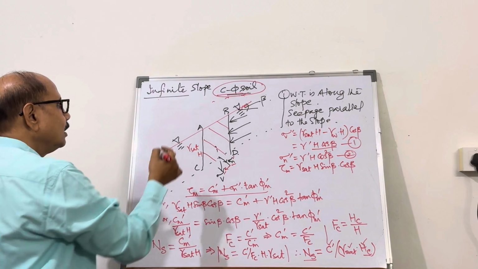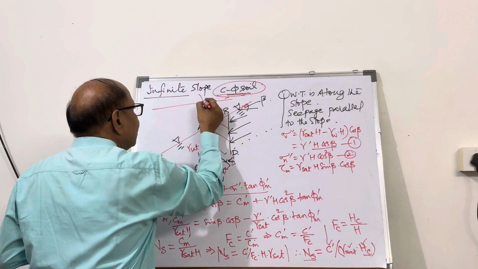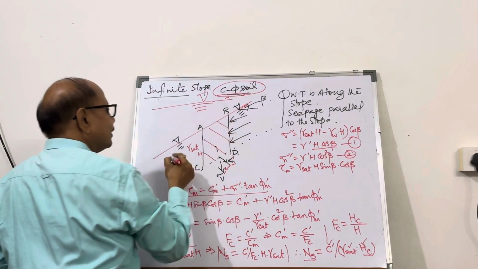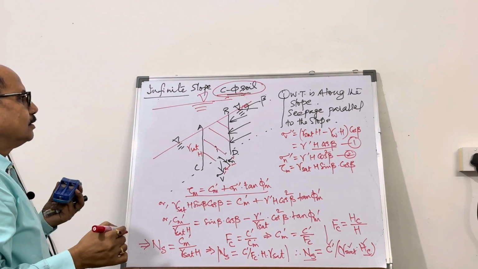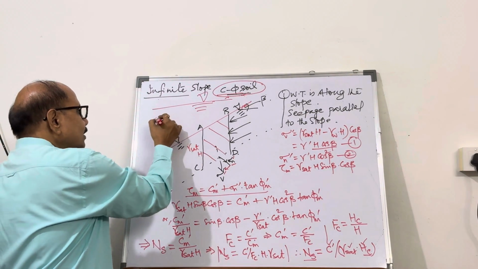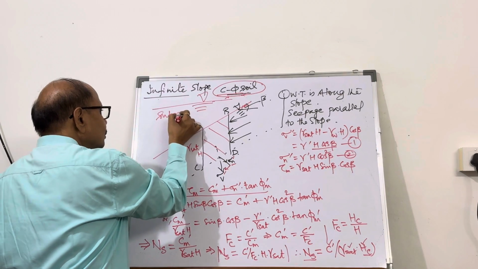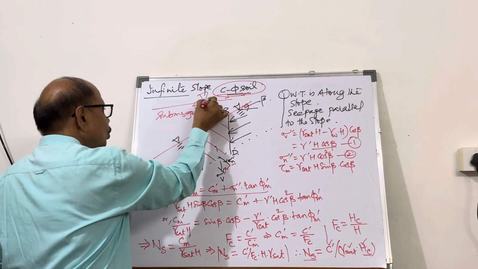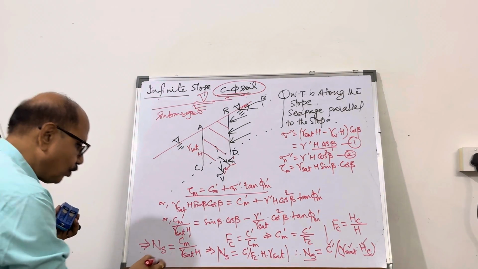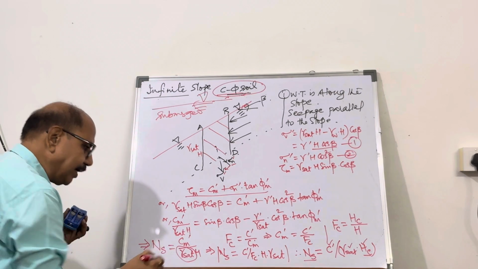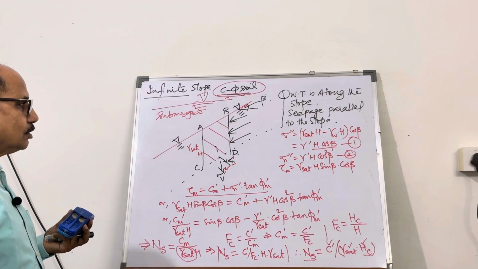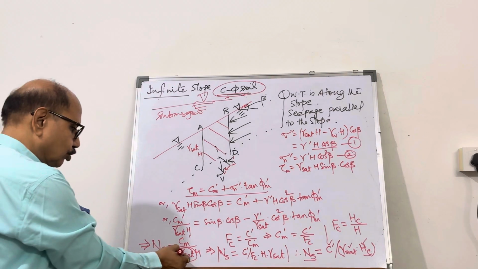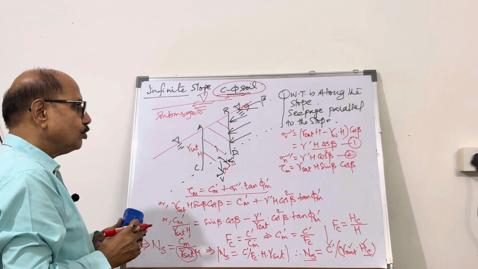But if the water table is somewhere here, not here but here, then the slope is going to be completely submerged, and therefore this can be replaced as gamma prime for the submerged case. Otherwise, it should be gamma saturated into H.